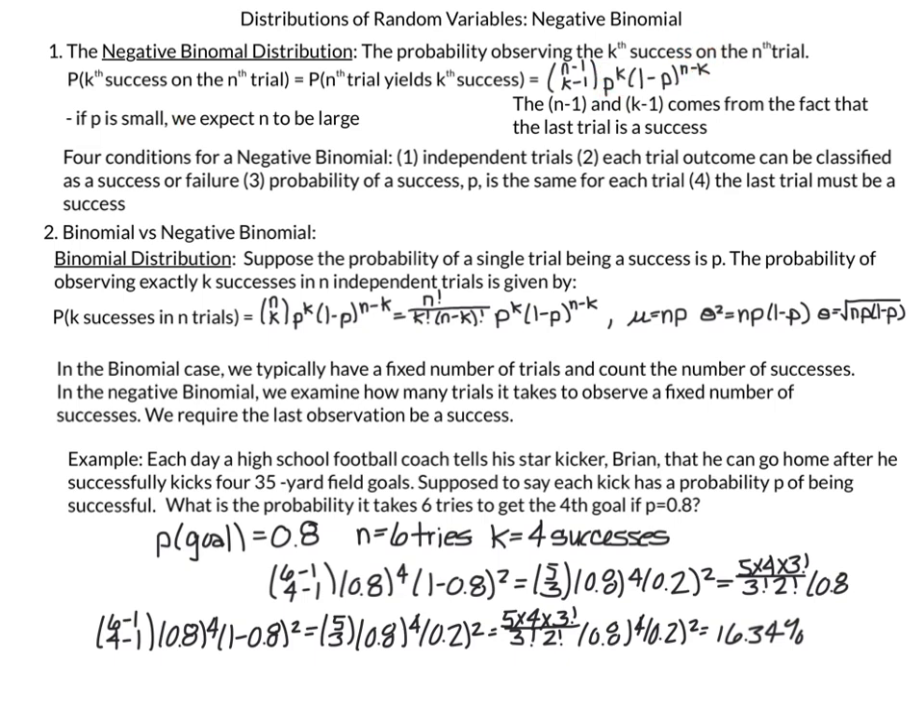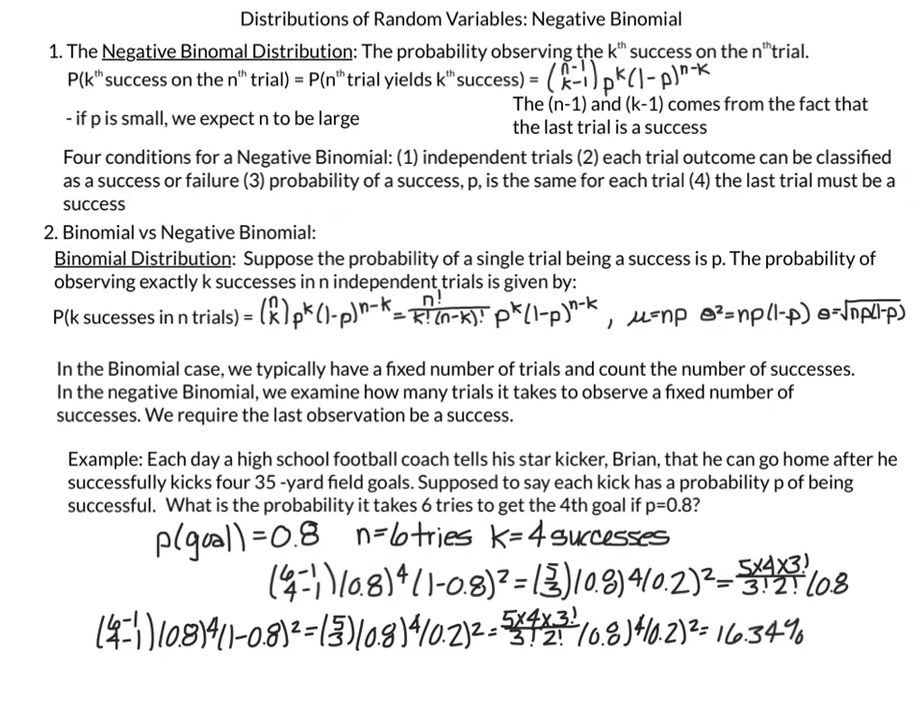And if p is small, we expect n to be large, because if the probability of 1 success is small, then to have k successes is going to be small as well. And so we're going to have to try many times. There are 4 conditions for the negative binomial. The first 3 amount to it's a Bernoulli trial. And then the last trial must be a success.